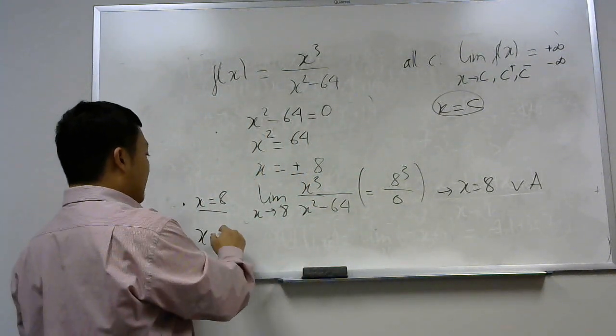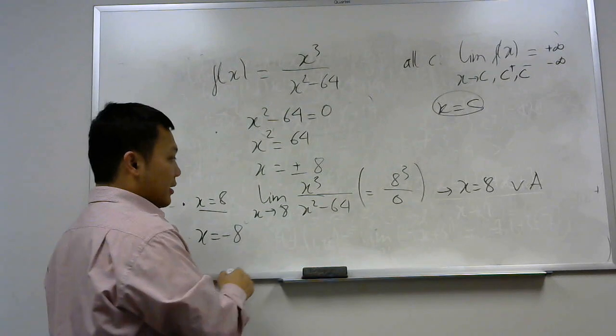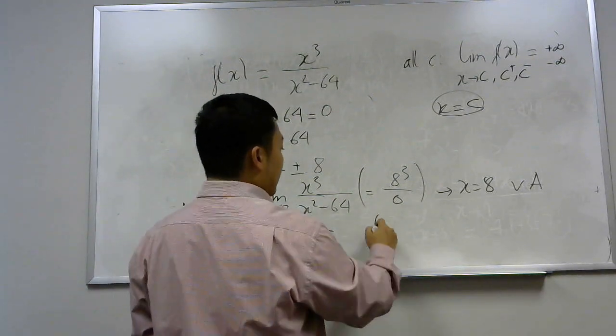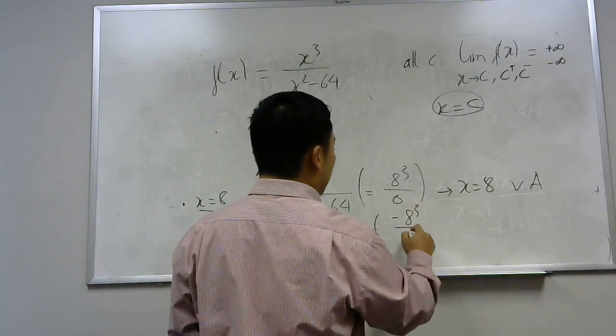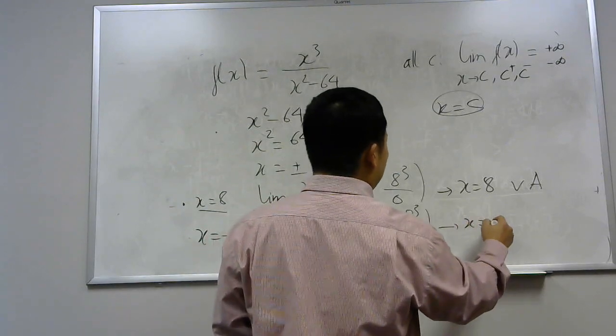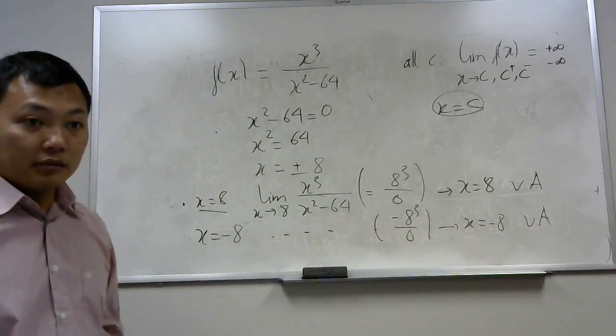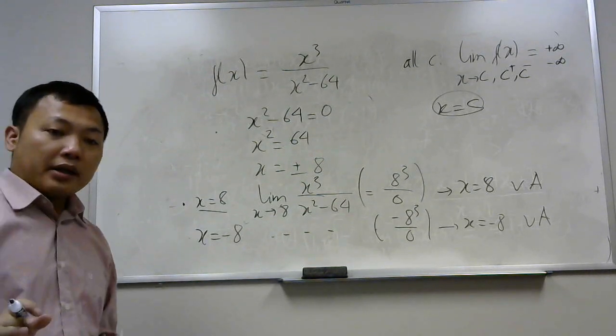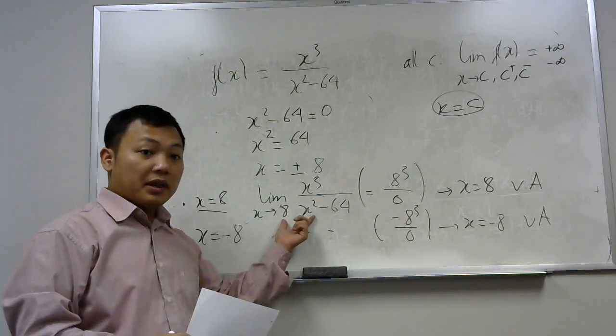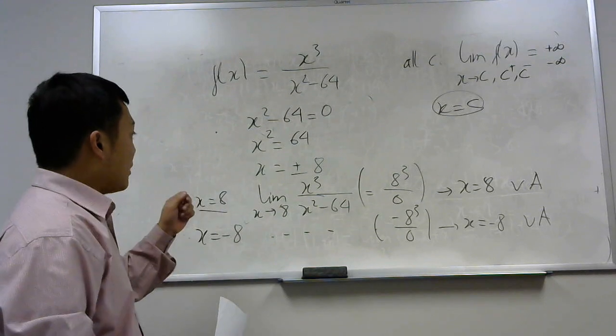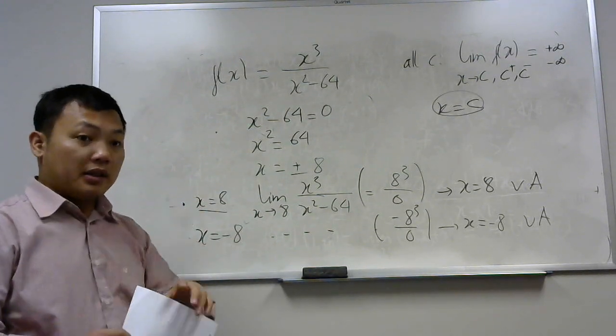Similarly, you can do that for x equal to negative a. Do that and you get negative a cubed over 0. And then you write x equal to negative a is a vertical asymptote. You are done. No? I repeat again, you need to check the limit, because let me remind you about discontinuity, right?